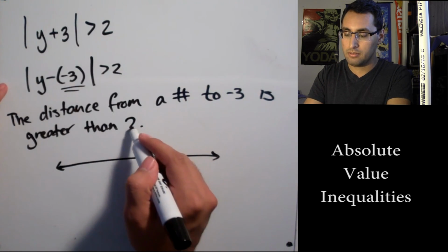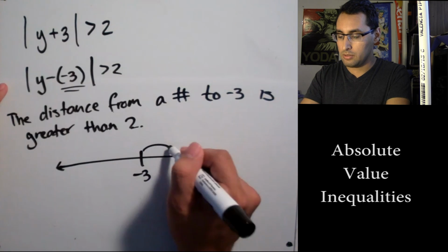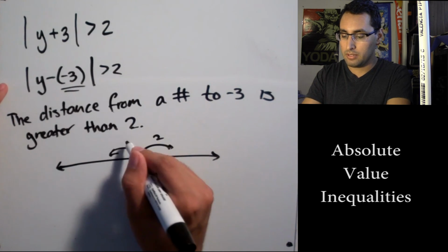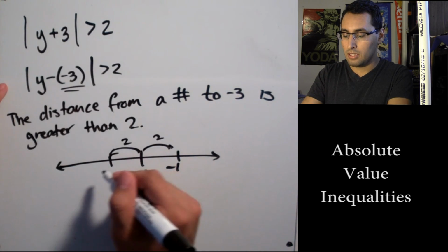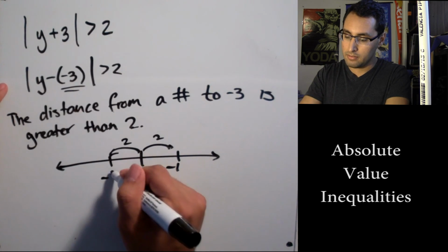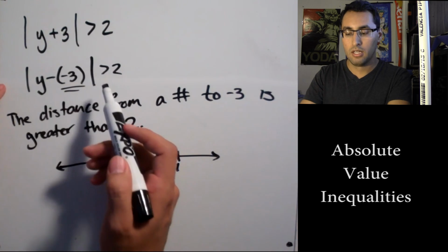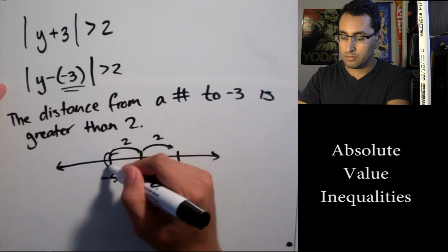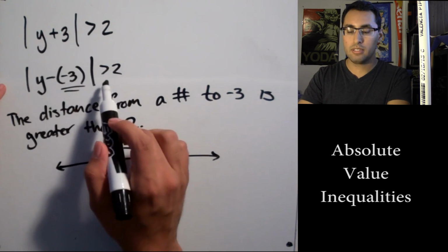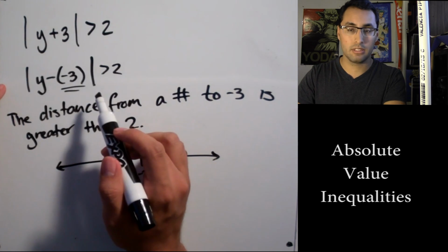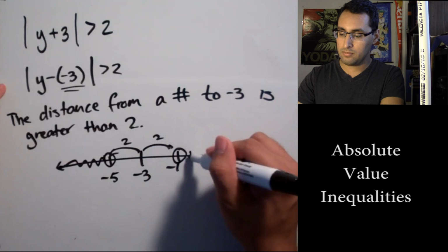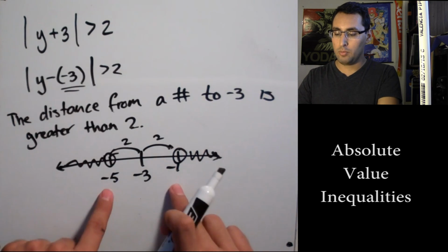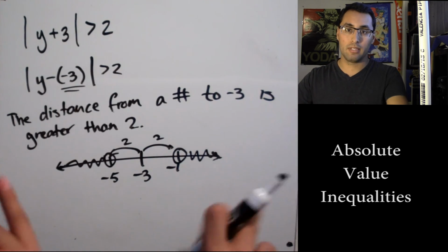How much am I moving away? Well, it's 2, so I'm going 2 this way, 2 that way. 2 to the right is negative 1, 2 to the left is negative 5. Is it open or closed? There's no equal to, so it's open. And the inequality is greater than, so that tells me to shade on the outside. Open circles here, and it's going in the opposite directions.